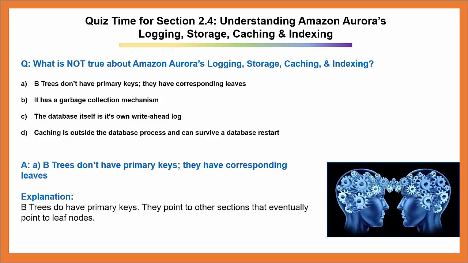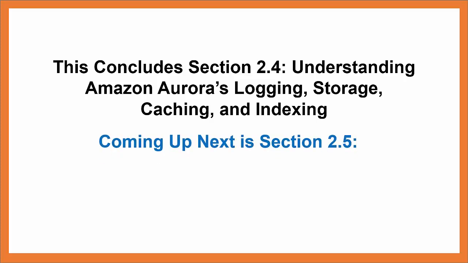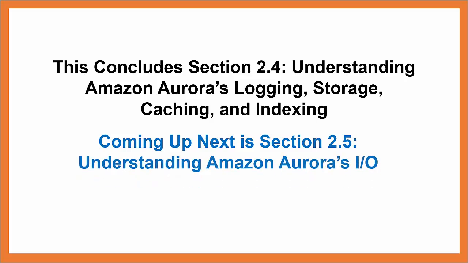Answer: A. B trees don't have primary keys. They have corresponding leaves. Explanation: B trees do have primary keys. They point to other sections that eventually point to the leaf nodes. This concludes section 2.4, Understanding Amazon Aurora's Logging, Storage, Caching, and Indexing. Coming up next is section 2.5, Understanding Amazon Aurora's I/O.